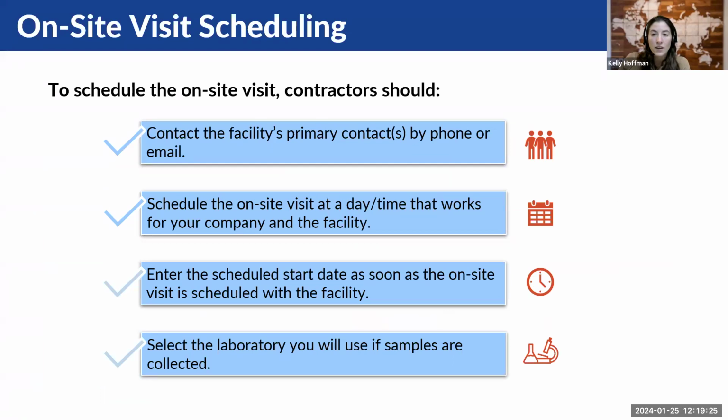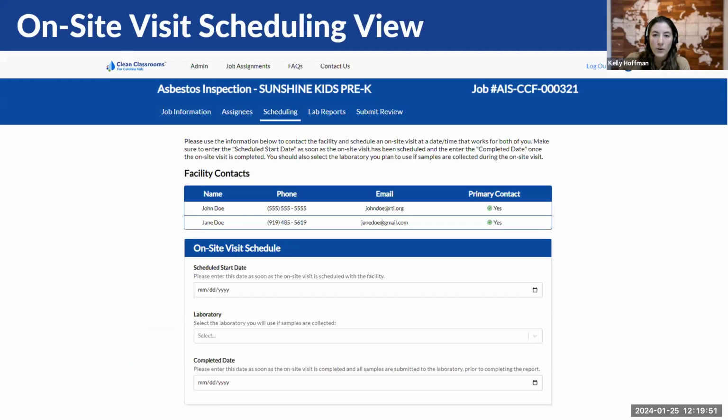To schedule the on-site visit, contractors should reach out to the facility's primary contacts by phone or email and schedule the on-site visit at a day and time that works for both your company and the facility. You'll also need to enter the scheduled start date as soon as the on-site visit is scheduled with the facility, and also select the laboratory you plan to use if any samples are collected during the visit. And this will be done directly in the portal, which we'll go through now.